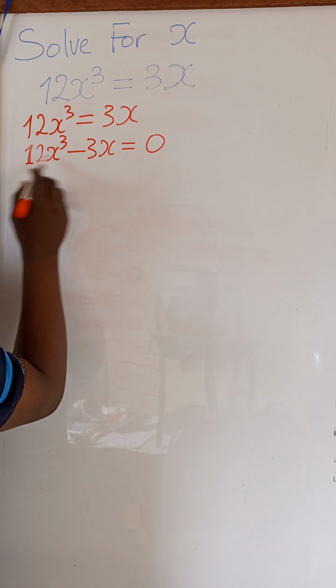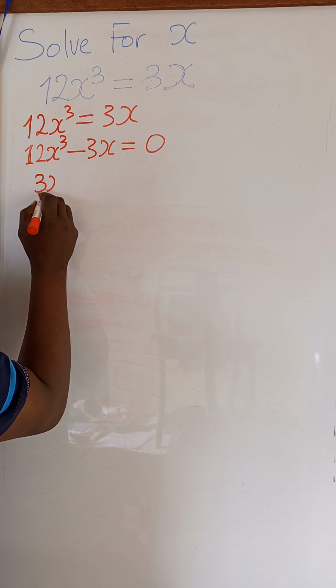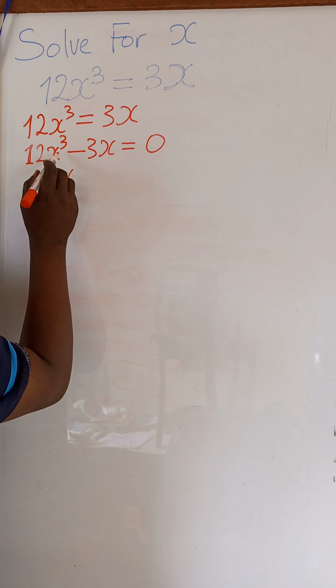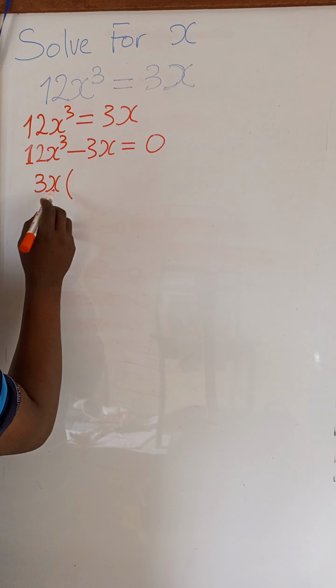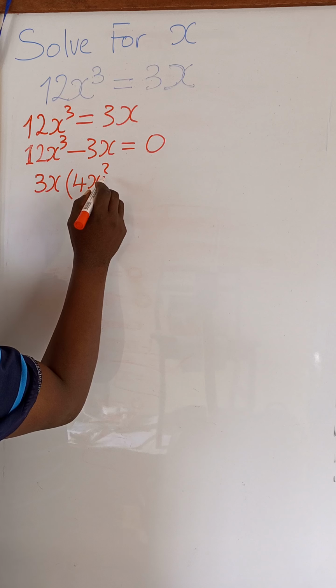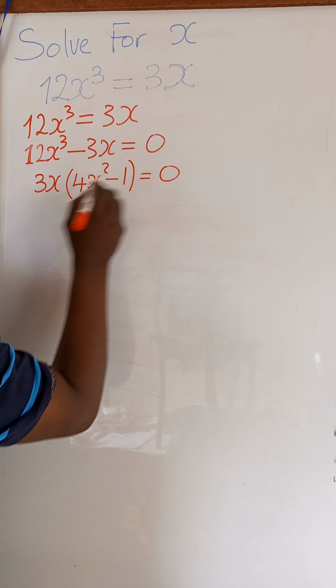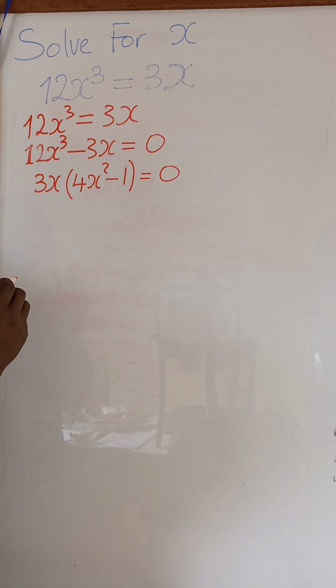We see 3x is common, so we can bring out 3x. 3x into 12x cubed divided by 3x, that's going to give us 4x squared. Of course, 3x divided by 3x gives us 1. And so we have 3x into 4x squared minus 1 equals 0.